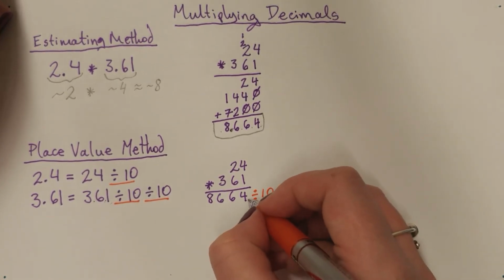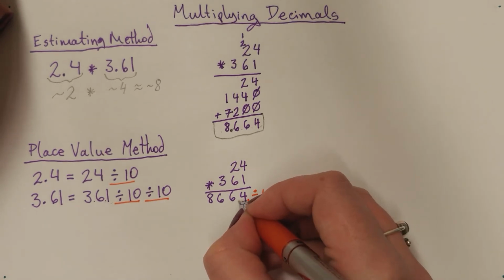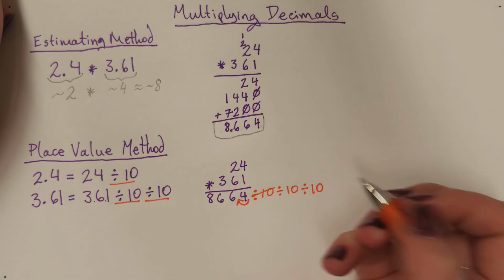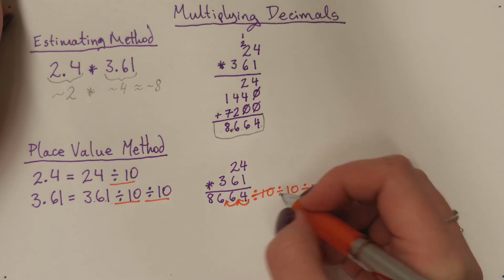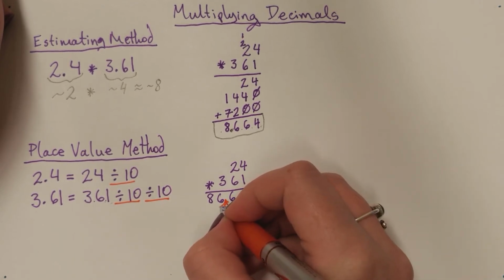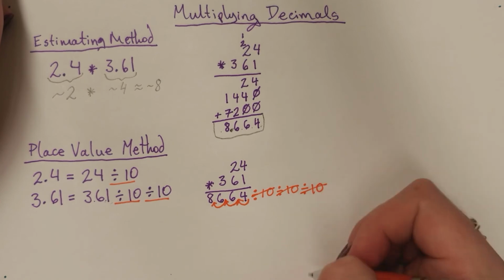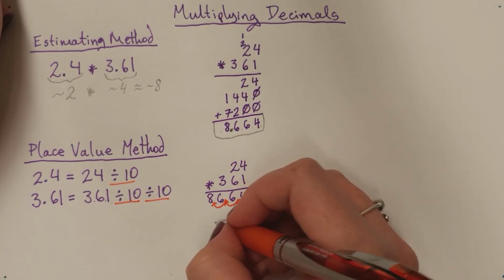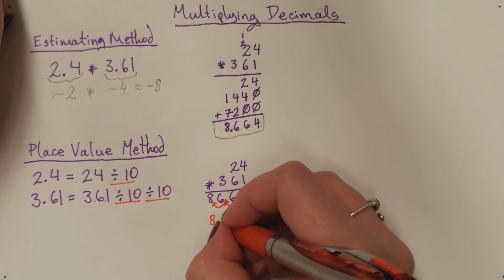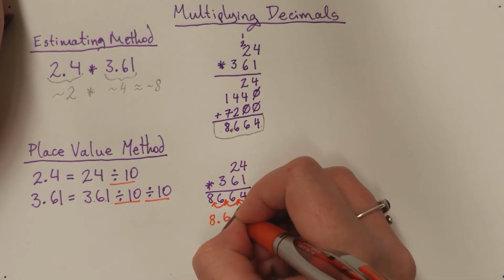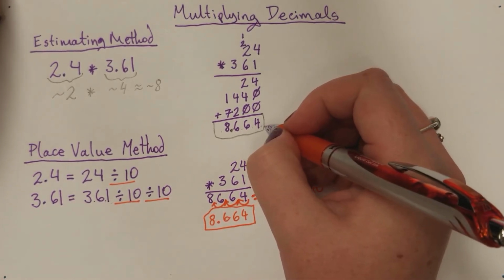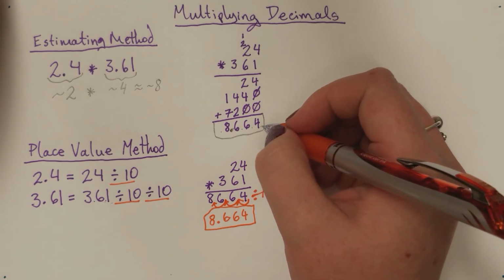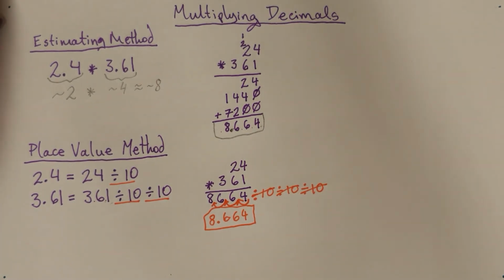The first time we divide by 10, we take this invisible decimal and we move it once. Taking care of that one. Now we take this invisible decimal and we move it again for the second one. And a third and last time for that last divided by 10. This gives us the final answer of 8.664, which is the same answer we got up here with the estimating method. That's super cool. Now, our third method is called the counting method.